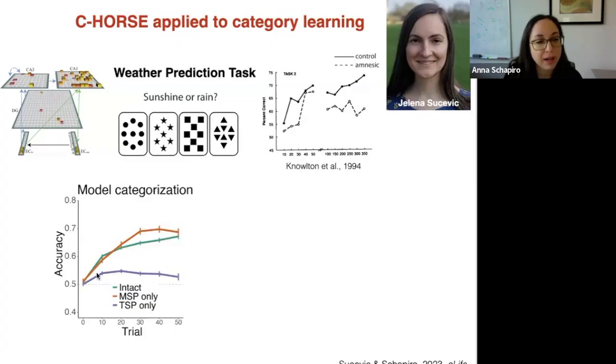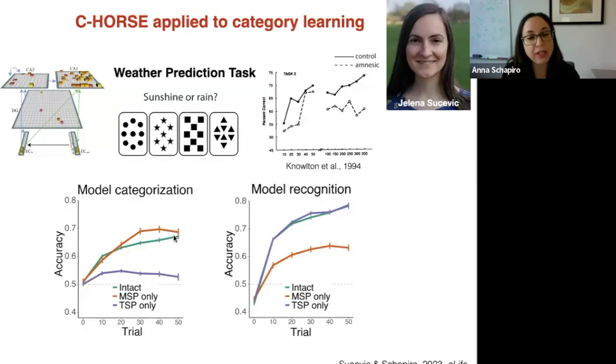And when we run this task in the model, what we find is, so here's the categorization performance. The green is the regular intact version of the model. The orange is a version that only has access to its monosynaptic pathway. And then the purple is a version that only has access to its trisynaptic pathway. You can see that the model performs similarly to people, and it's really the monosynaptic pathway that's driving its ability to do the categorization.